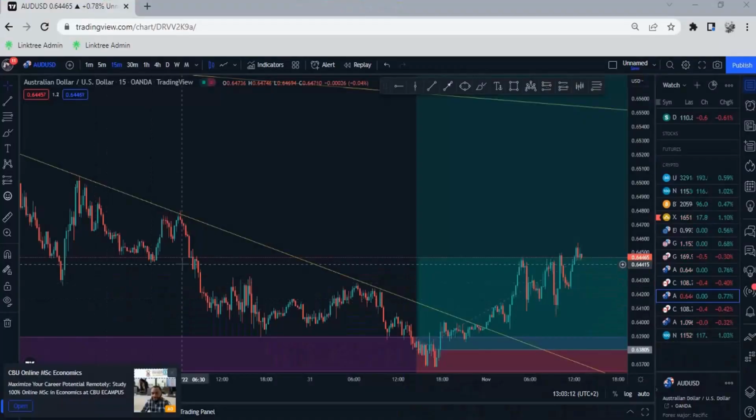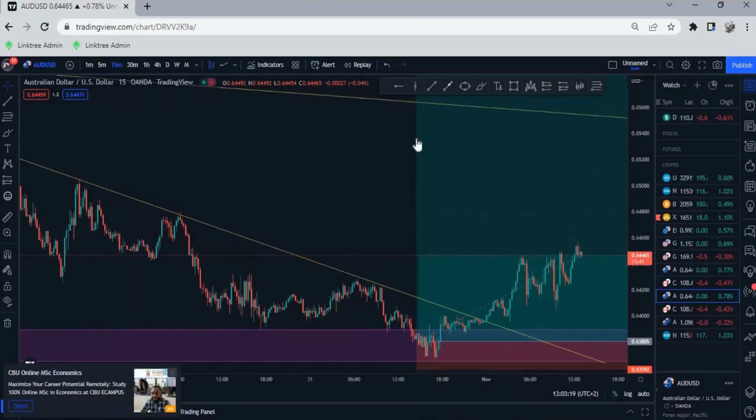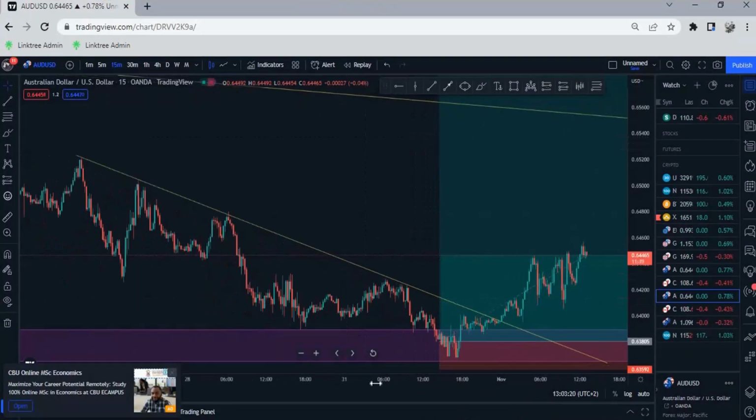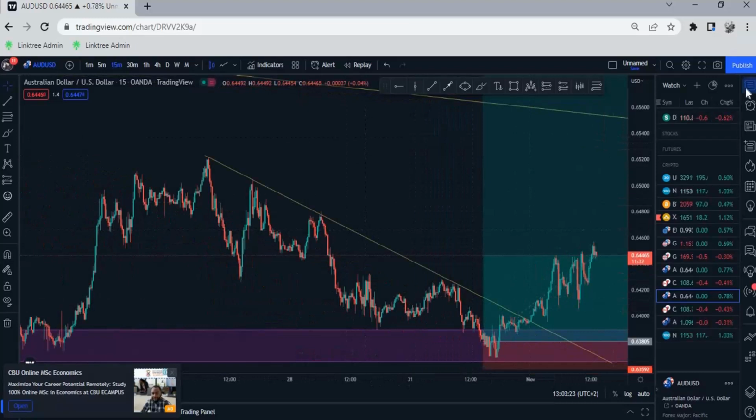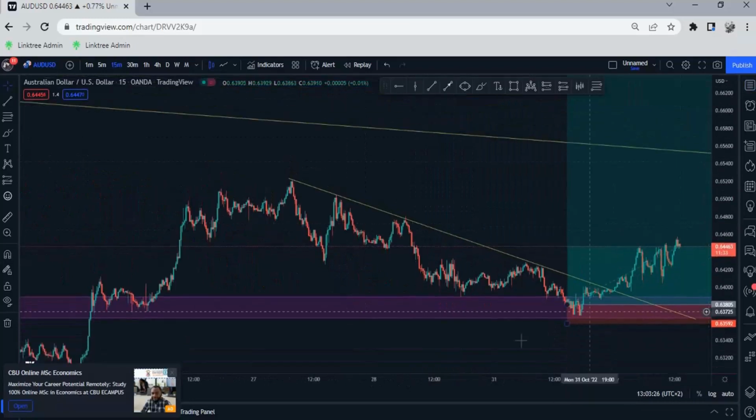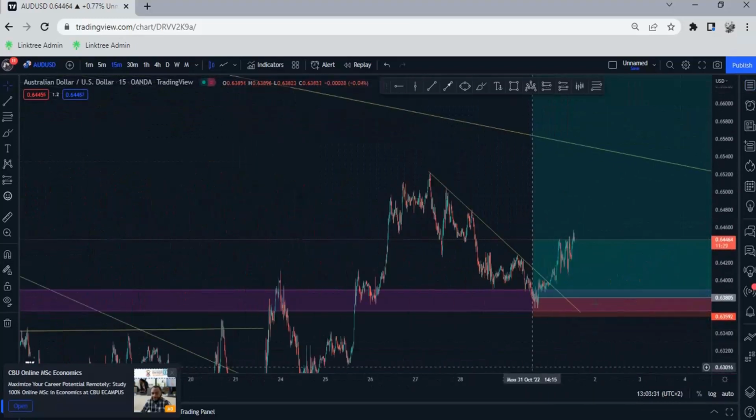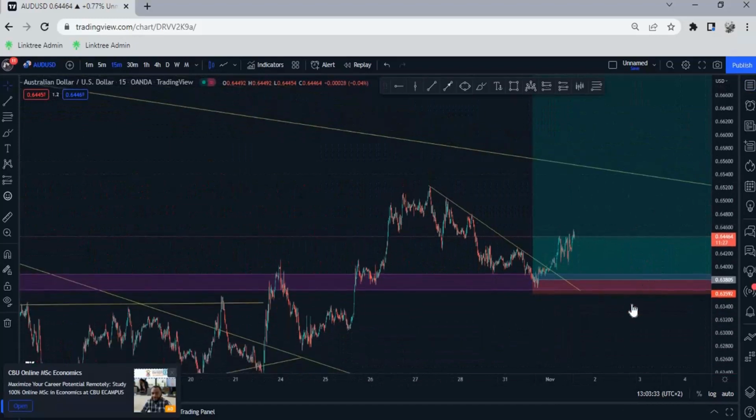Alright, gang, so yeah, man, we're floating. We're in profit. Now I'm saying AUD USD, Aussie dollar. Right now we're floating. Our trade triggered and we're in profit.